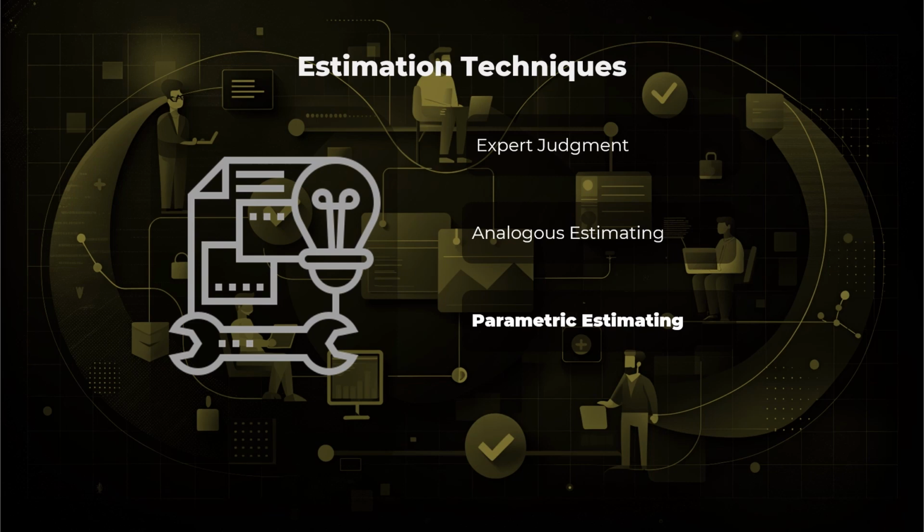This technique is commonly used in industries where projects have well-defined characteristics and standardized processes, such as construction, manufacturing, and software development. Bottom-up estimating. Bottom-up estimating involves estimating the resources, costs, or duration of individual project components or work packages and then aggregating these estimates to create an overall project estimate.